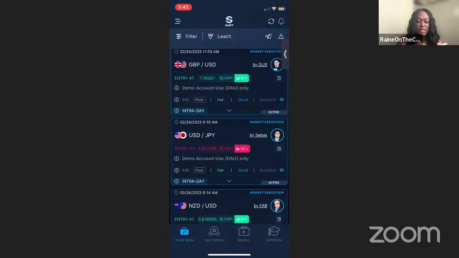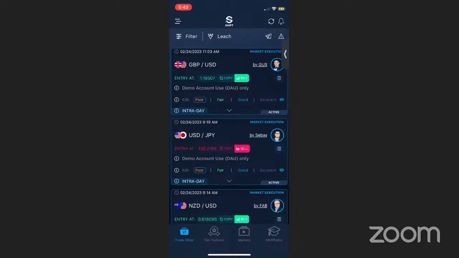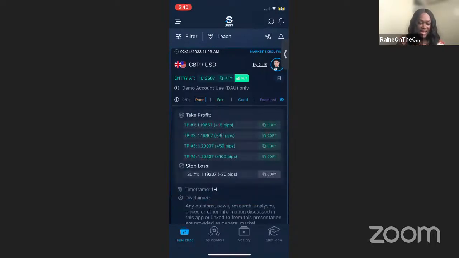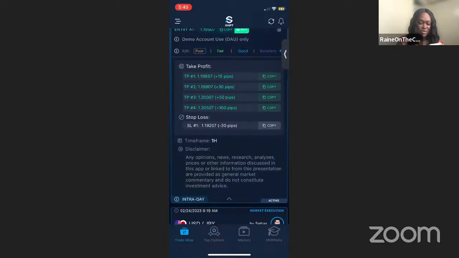And you see, it says market execution at the top right above Gus's head. It can say market execution, or it can say buy limit, sell limit. I haven't seen anybody really do buy stops or sell stops, but just be aware that those exist too. So let's pretend that this trade is brand new.